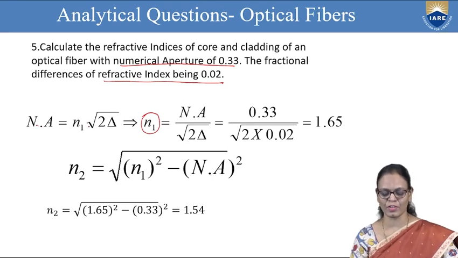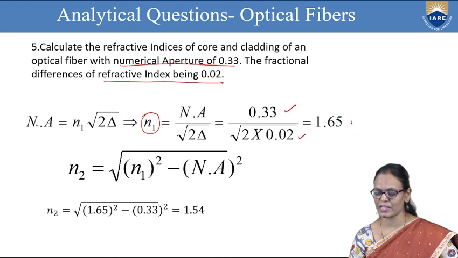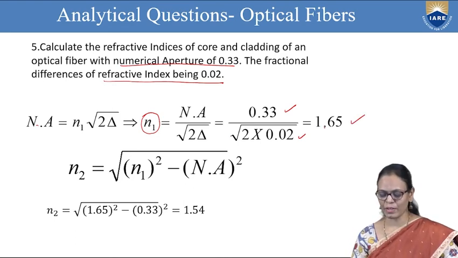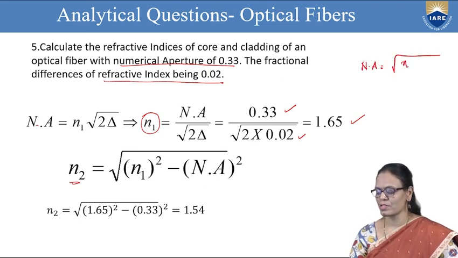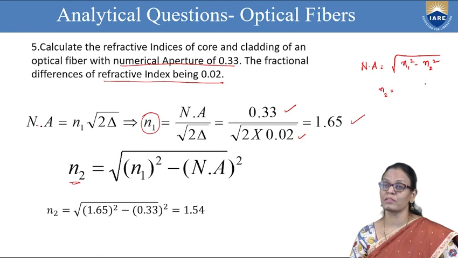So how do we get n1 from here? When you square on both sides, n1 square will be equal to NA square upon 2 delta. So if you want n1, take the square root: NA upon under root 2 delta. NA is given, delta is given. We can easily get n1. Once we get n1, we can easily get n2 because we know NA is equal to under root n1 square minus n2 square. So n2 will be equal to what? First square and then take the terms onto the other side. n2 will be equal to under root n1 square minus NA square.